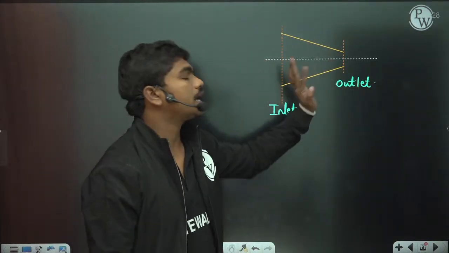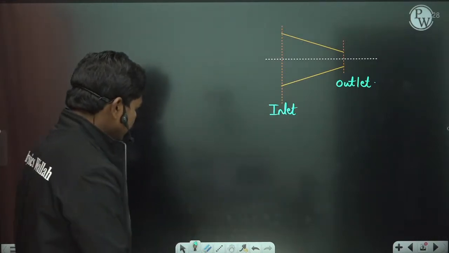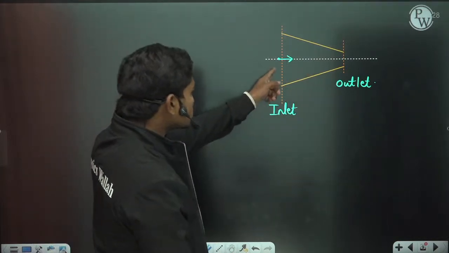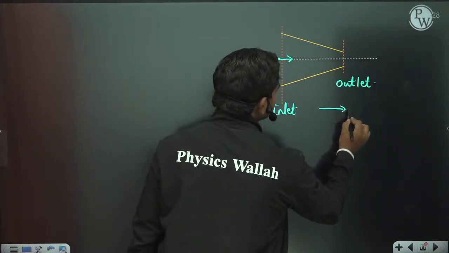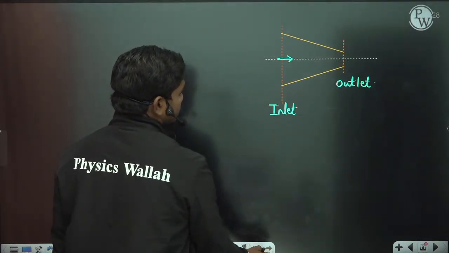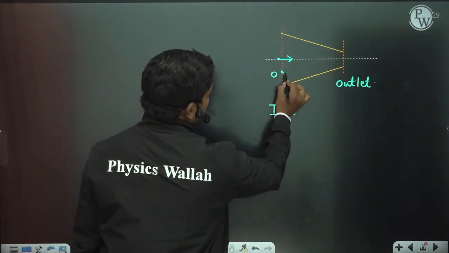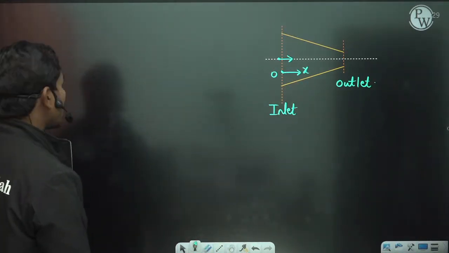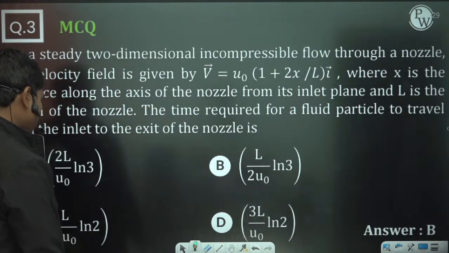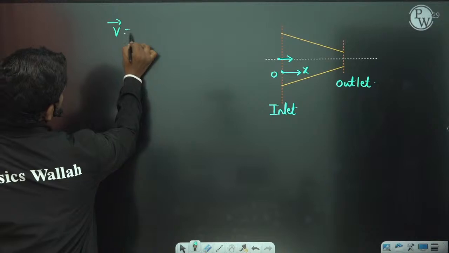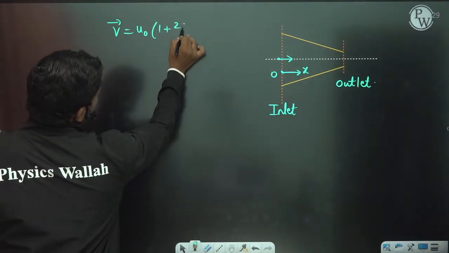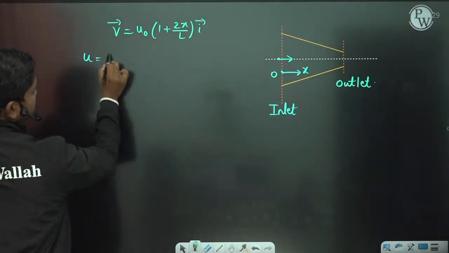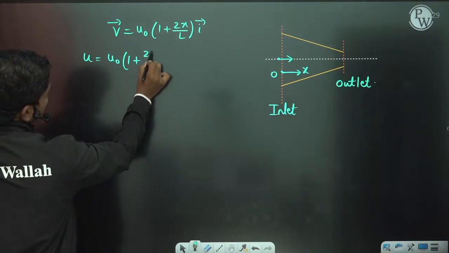Now try to understand this thing. There is one fluid particle which is moving in this direction, obviously along the axis. Now the velocity of this particle in the x direction, so let us suppose this point is the origin and this is the x direction. The velocity of the particle at that location is given by V bar is equal to U naught times (1 plus 2x by L) times i bar, and this i component is nothing but u. So velocity in the x direction is U naught times (1 plus 2x by L).